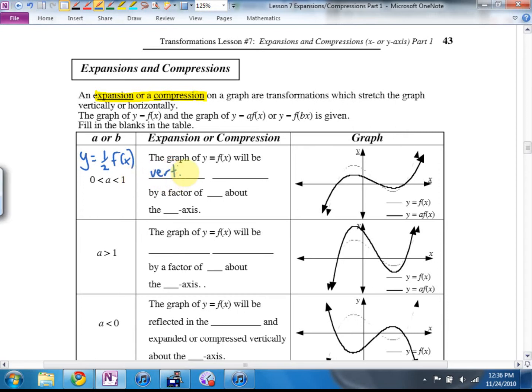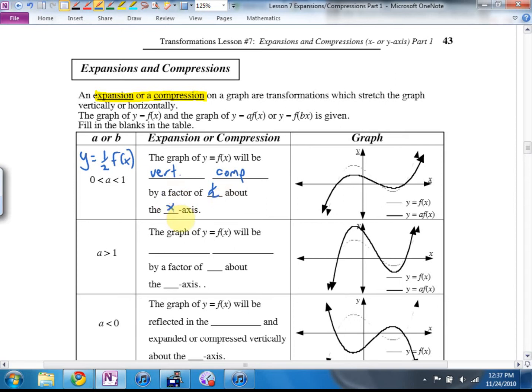Expansion or compression? Well, they've moved this over from the y side, so it's no longer backwards. Compression, by a factor of 1/2. And when you vertically compress it, which axis are you squishing it around? The x-axis, because that's what's staying still. Okay?